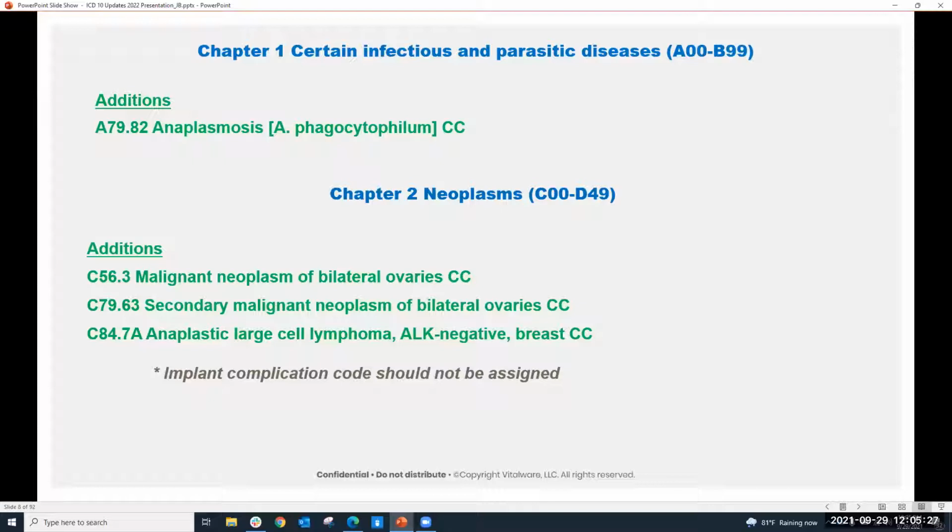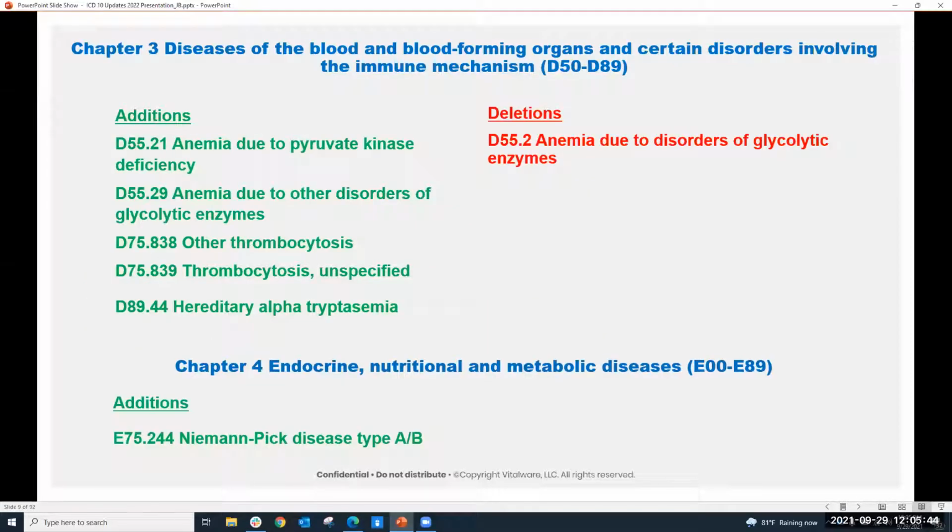And I want to make a note about the C84.7A. That's the anaplastic large cell lymphoma. This commonly occurs in patients with breast implants. However, the implant complication code from chapter 19 should not be assigned with this code. Chapter 3, diseases of the blood and blood forming organs and certain disorders involving the immune mechanism. We have 1 deletion here, and you'll notice that it's been expanded upon in the additions.